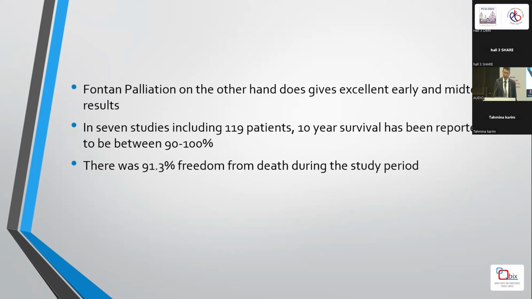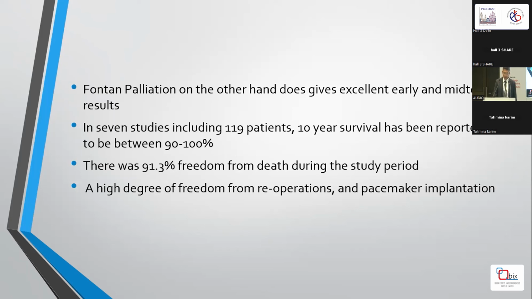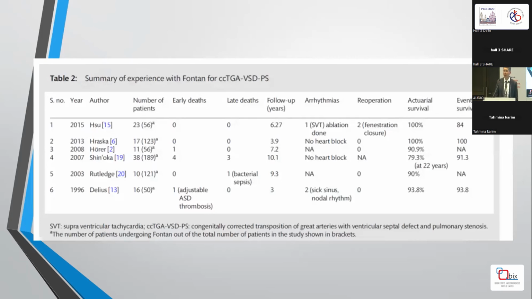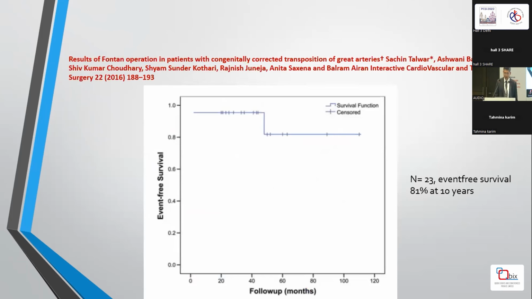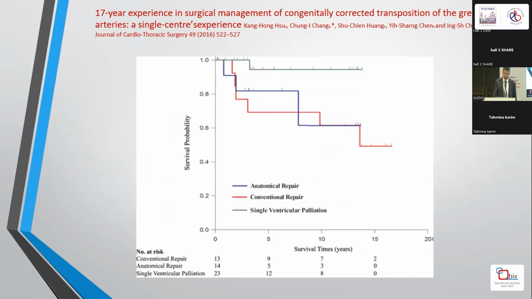There was 91.3% freedom from death during the study period, and there was a very, very high degree of freedom from reoperations. So this was event-free survival. If you look at it, almost 80% event-free survival. So these are the survival probabilities on anatomical, conventional, and single ventricle repair.